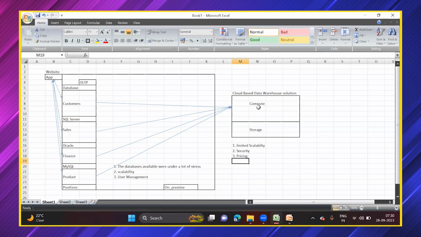Whereas with a cloud-based data warehouse solution, specifically the Snowflake data warehouse, all the database management, all the metadata management, even the software upgrades and updates, are taken care of by the Snowflake data warehouse team. Previously it was all taken care of by the user himself. And the pricing is also good in the cloud-based data warehouse solution.